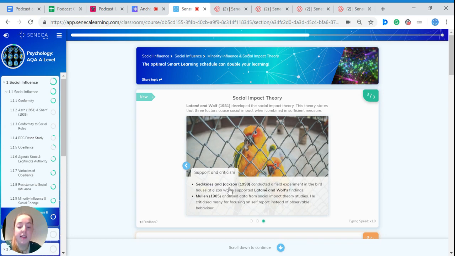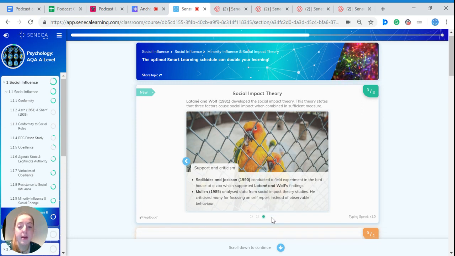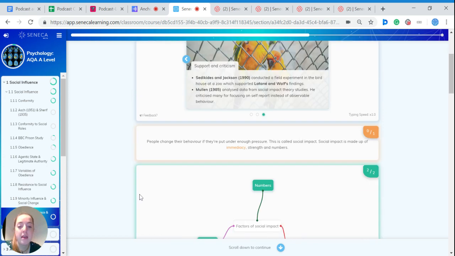Sedekides and Jackson in 1990 conducted a field experiment in the birdhouse in a zoo, and this supported Latané and Wolff's findings. In 1985, Mullen analysed data from social impact theory studies. He criticised many for focusing on self-report instead of observable behaviour.